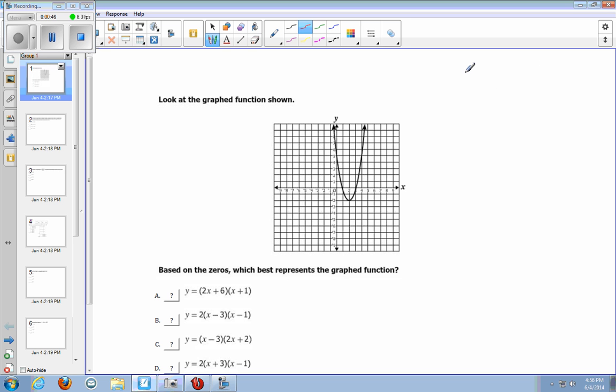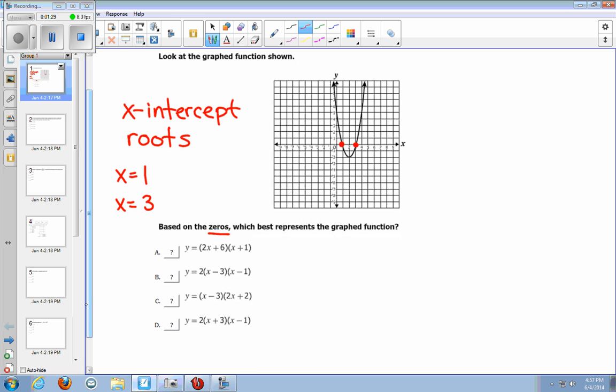They say based on the zeros, which best represents the graph function? Well, they're trying to throw you off with vocabulary here. The word zeros is the same thing as an x-intercept. They're also called roots. And in either lingo, they're the point where the parabola crosses the x-axis. In this case, there are two of them. We have a 0 or a root at x equals 1, and we have a 0 or a root at x equals positive 3. Now, the directions say based on the zeros, what best represents the graph function.